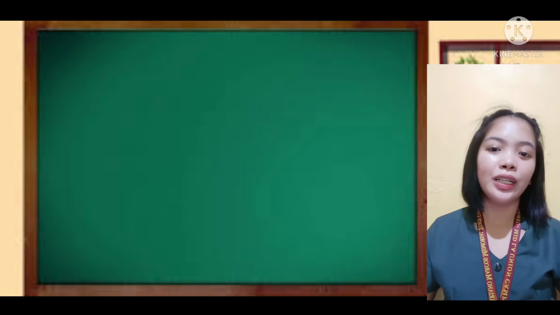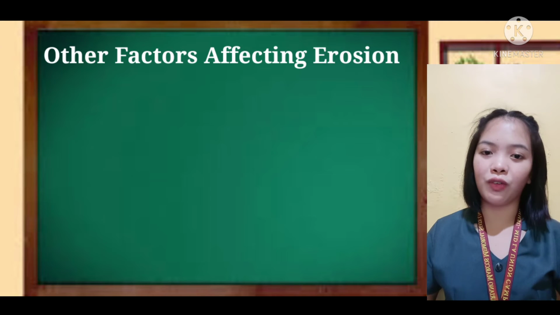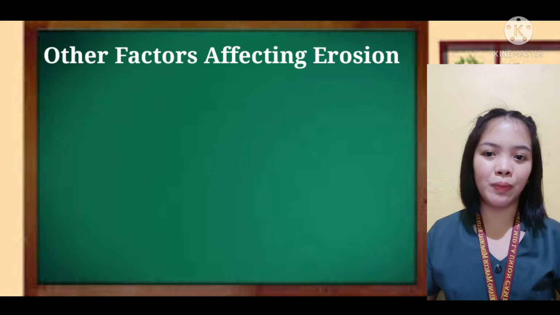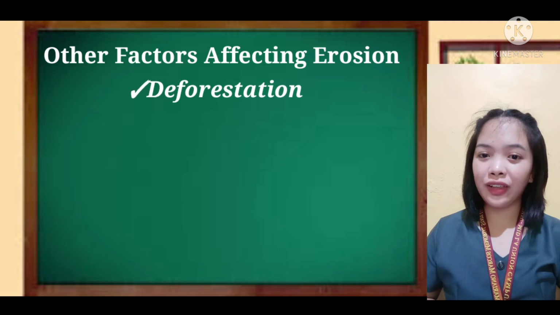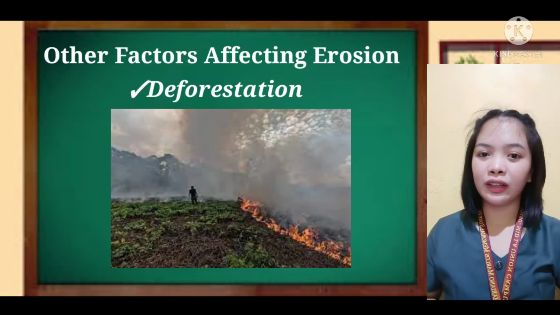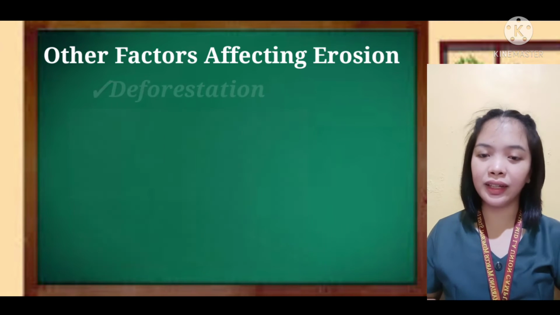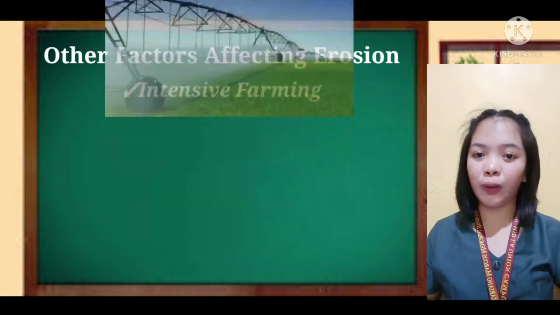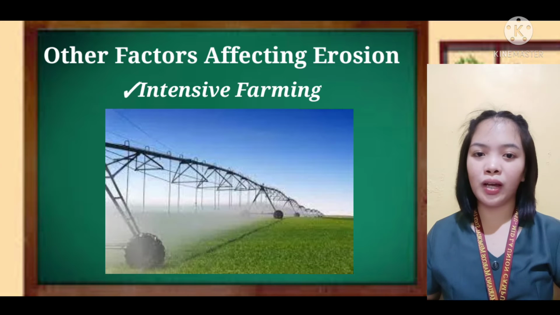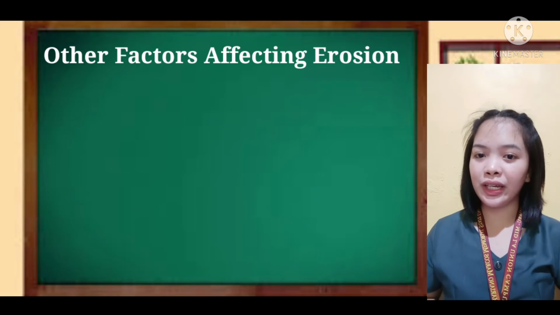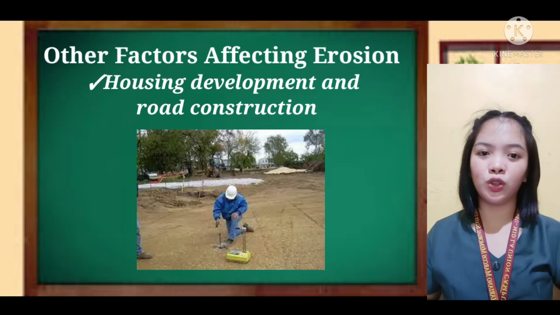Okay, very good. So let's proceed to the other factors affecting erosion. Other factors that cause erosion are made by humans, such as the following. Number 1 is deforestation, the clearing of trees, transforming a forest into cleared land. Number 2 is intensive farming. Farmers use excessive fertilizer, and irrigation damages the land. Number 3, housing development and road construction make the soil bare.